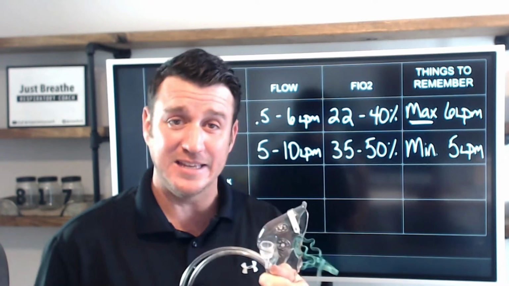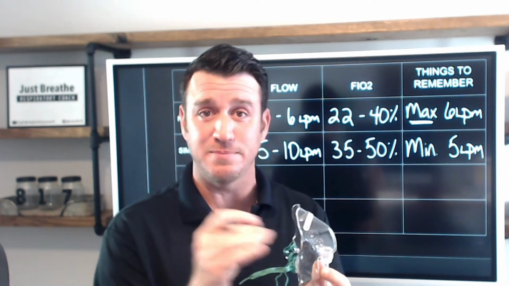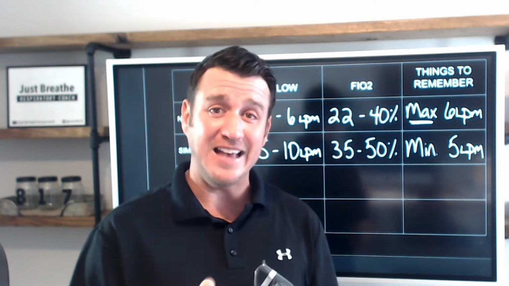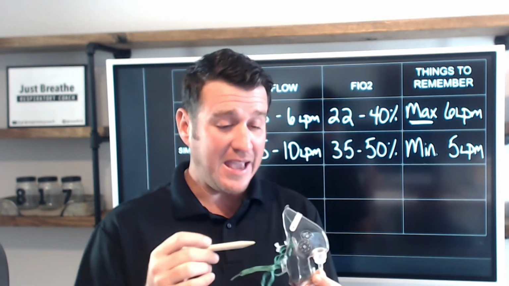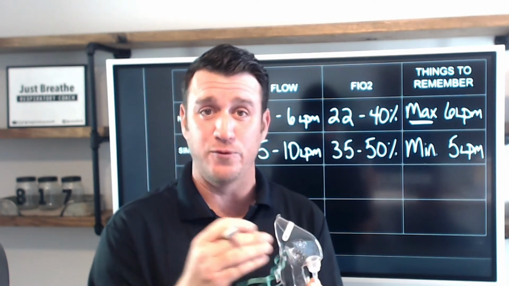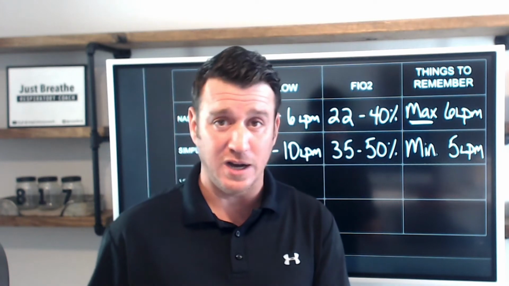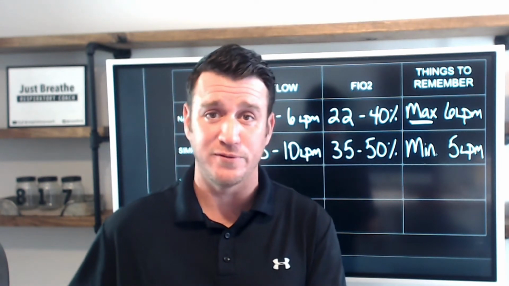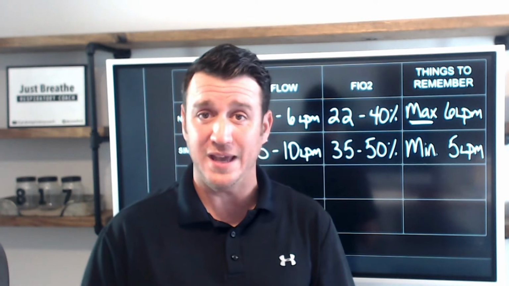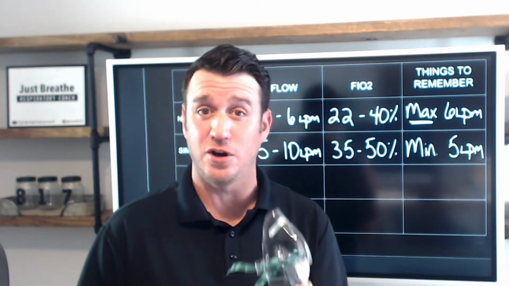The reason is that as the patient inhales and exhales into this mask, if the flow is less than 5 liters per minute, then you can run the risk of CO2 buildup inside the mask itself, which is going to lead to rebreathing of that CO2, and it can ultimately cause the patient to go into acute ventilatory failure with a high CO2 and a low pH. We don't want that. So remember, 5 liters per minute is your minimum all the time.